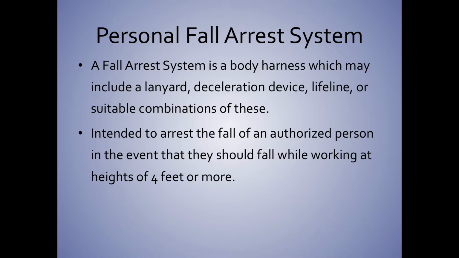Personal fall arrest systems. A fall arrest system is a body harness which may include a lanyard, deceleration device, lifeline, or suitable combinations of these. It is intended to arrest the fall of an authorized person in the event that they should fall while working at a height of 4 feet or more.